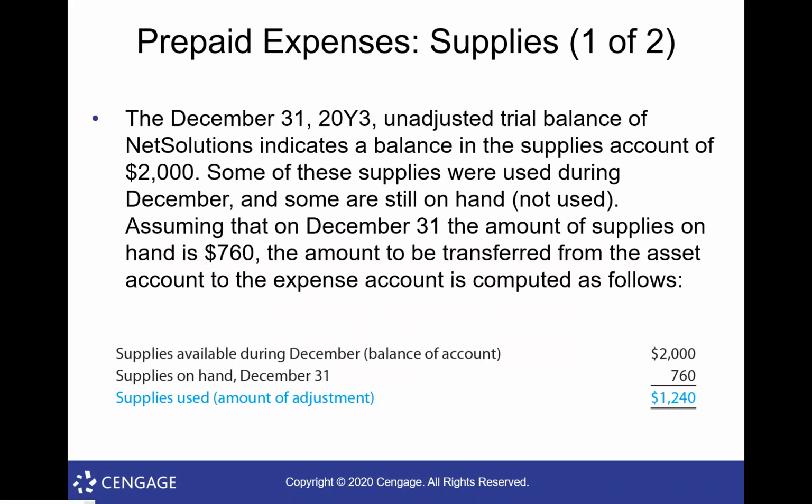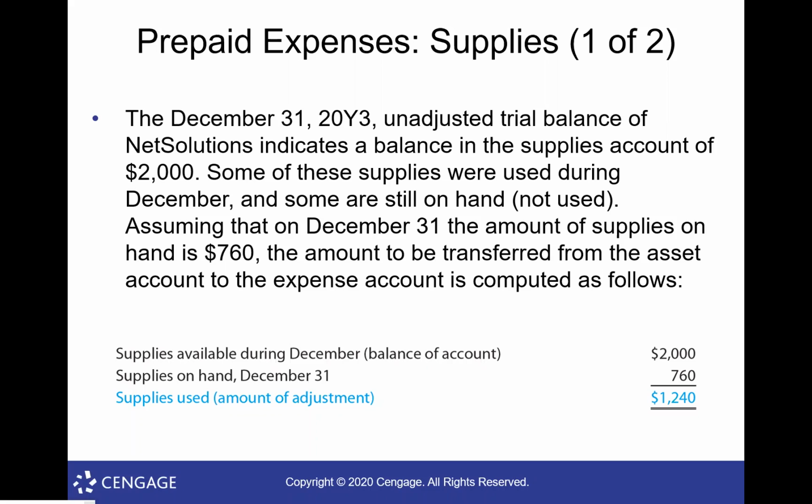All right, prepaid expense number 1. On December 31st, the adjusted trial balance indicates they have a supplies account with a balance of $2,000. Some of these supplies were used during December and some are still on hand, meaning they're not used yet. Assuming that on December 31st, the amount of supplies on hand is $760, then we have to figure out how much we've used, right? So we take the $2,000 that was the balance of the supplies account, we subtract the $760 that are still on hand at the end of December, which means we used $1,240 worth.